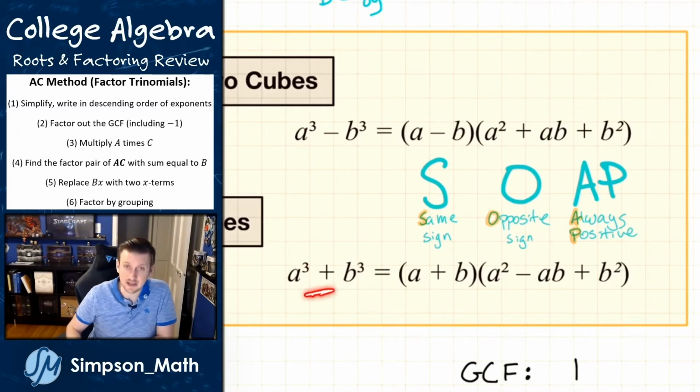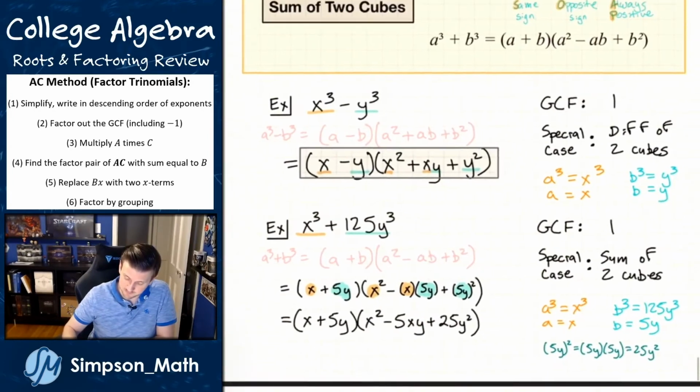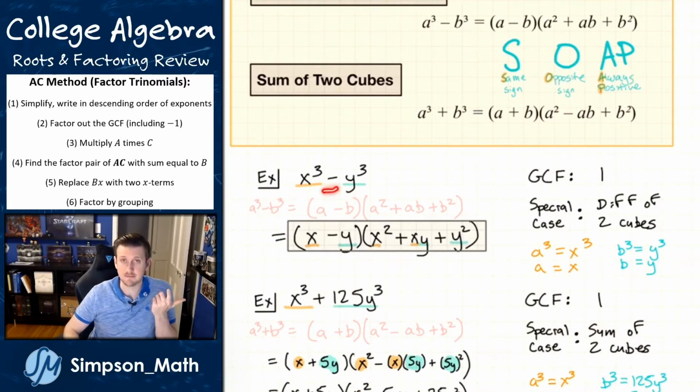Going down here to the sum of cubes, it's a plus, so it's the same sign. Then the second sign is opposite, so it's a minus, and then always positive. So let's use this formula for 2 examples. I'm looking at the difference here. So this is x cubed minus y cubed. So x cubed, y cubed, perfect cubes, separated by a minus.